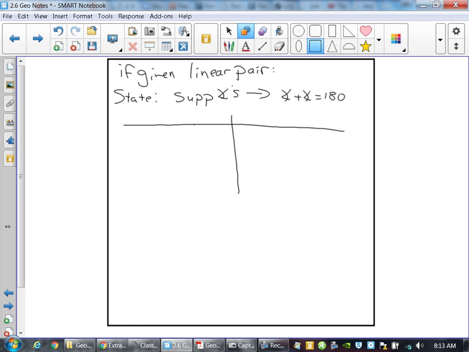We use A, B, X, and Y, so let's use C and D. Angle C and angle D are a linear pair. And that's given. So if you are given a linear pair, you're going to say two steps. First thing I want you guys to say is that the two angles are supplementary to one another. Okay?